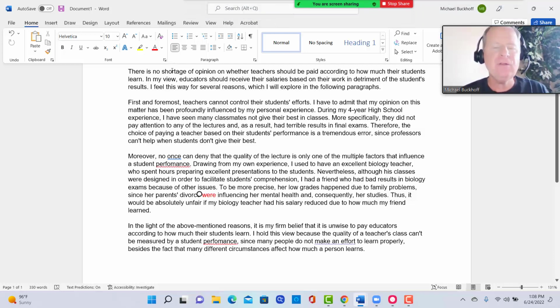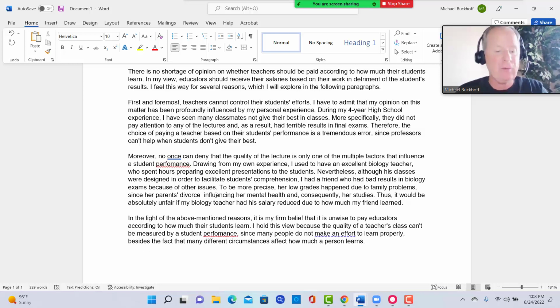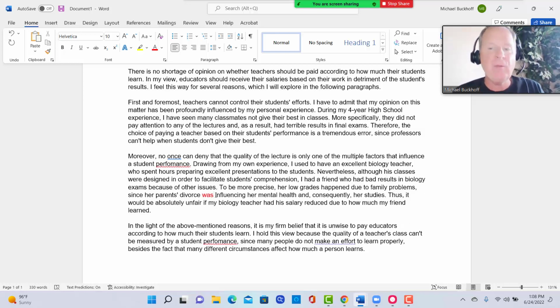I think the good news is you definitely have very good control over your grammar. I looked over it. I don't think there are really many grammar errors at all. I found one right here. To be more precise, their low grades happen due to family problems. Since her parents divorced, divorce is actually singular, right? Was influencing her mental health and consequently her studies.